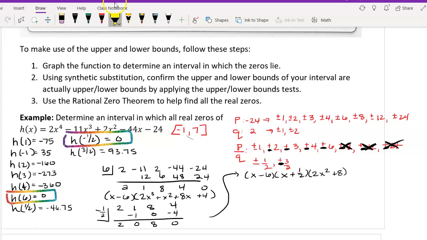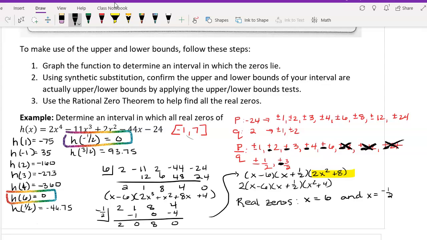However, notice, what do we have right here? A GCF. Let's go ahead and pull that out. The GCF was 2, so I'm just going to put that 2 right in front. 2 times x minus 6, x plus 1/2, x squared plus 4. So here we get real zeros of 6, or x equals 6, and x equals negative 1/2.